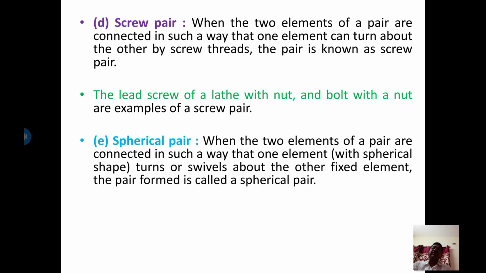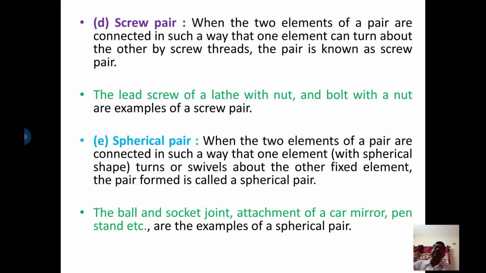Next one is the spherical pair. When two elements of a pair are connected in such a way that one element, which is in the form of a spherical shape, turns or swivels about the other fixed element, the pair formed is called a spherical pair. Examples are a ball and socket joint, the attachment of a car mirror, and a pen stand.